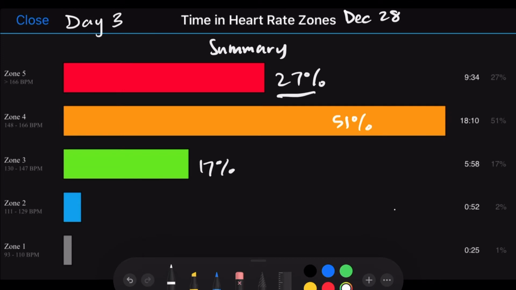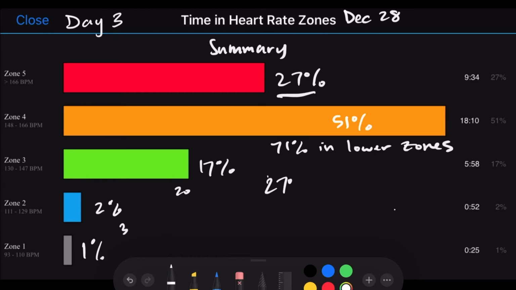I spent a better amount of time in zone 3, but I quickly grew impatient with it. I think it was because of the music that I keep in my ears. It gets me pumped up too fast, and I want to keep going faster. So with 71% of my time in the lower zones, it was similar to previous workouts, but 27% in zone 5 was far too much for a sustainable workout.